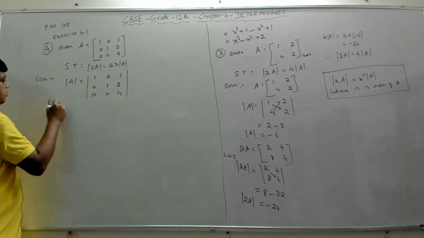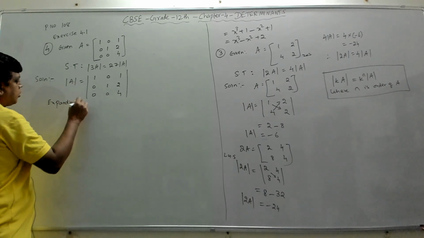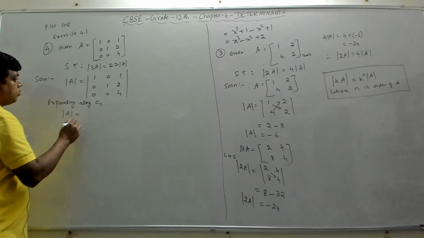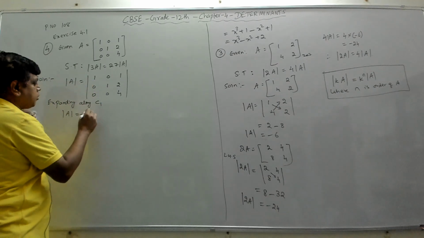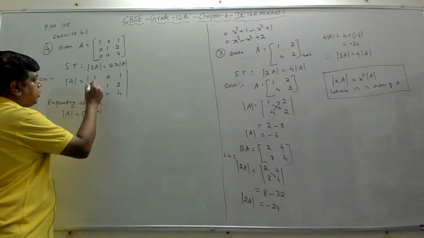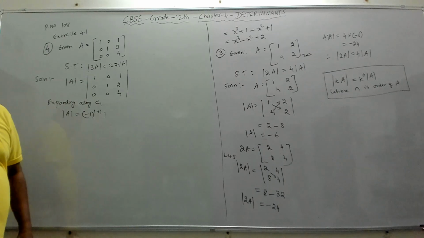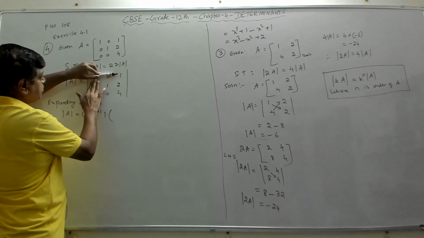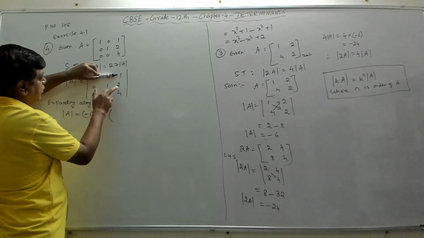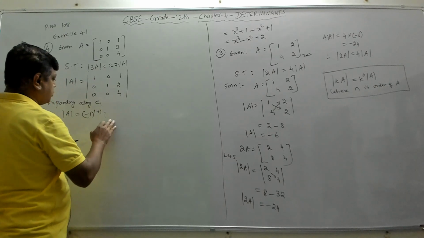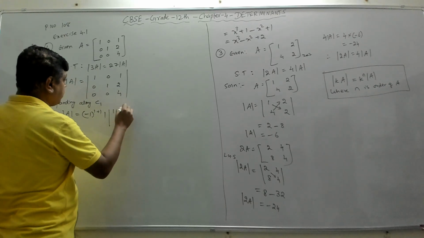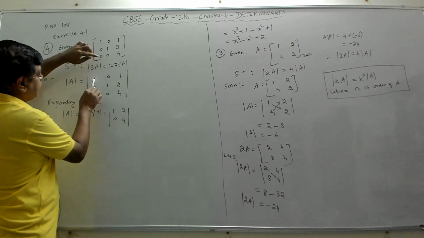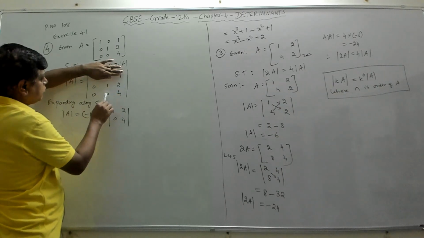Expanding along C1, which means column 1, what do we get? Determinant of A equals, this is the first element, which is A11. So we put minus 1 power 1 plus 1, then 1 into, closing this particular row and this particular column, you will get 1, 2, 0, 4. So we write determinant of 1, 2, 0, 4.